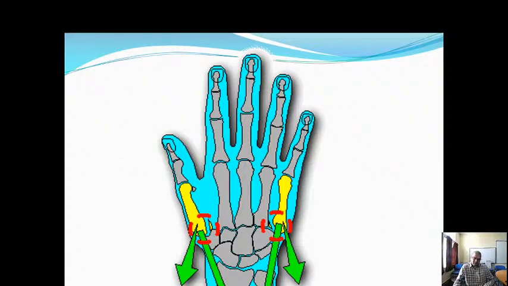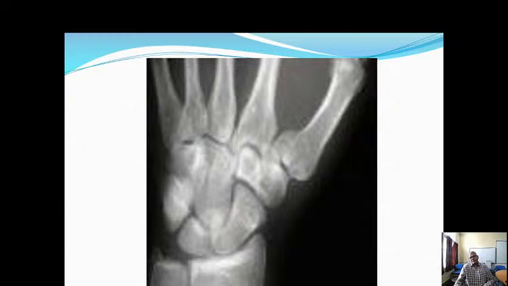You can see here, this is the base of the first metacarpal. There is a fracture. This is the trapezium. This fragment is attached to the trapezium by means of the AOL, the anterior oblique ligament. This is pulled dorsally by adductor pollicis, and this is pulled radially by abductor pollicis longus. There is another fracture here. This is the thumb and this is a fracture here.